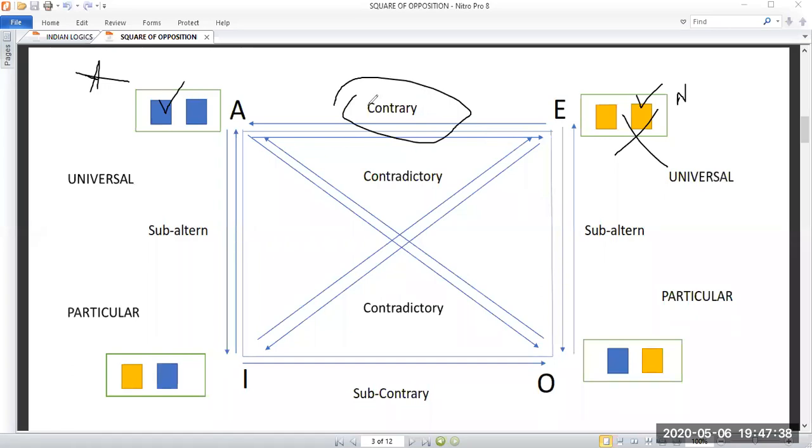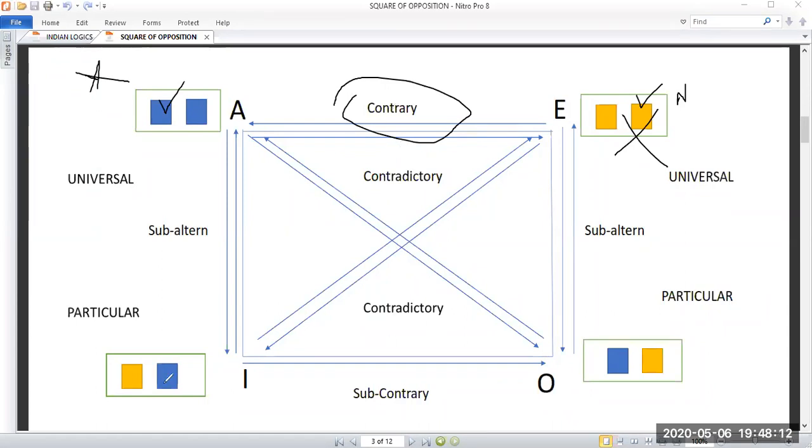So contrary is this. If it is true, then definitely the other cannot be true. But if it is false, then the other can be false. So contrary is this: both cannot be true, both can be false. If A is true, then E should be false. If A is false, then E can be true or can be false. So there are two possibilities. Okay, then we'll see about subcontrary. This is opposite to contrary.